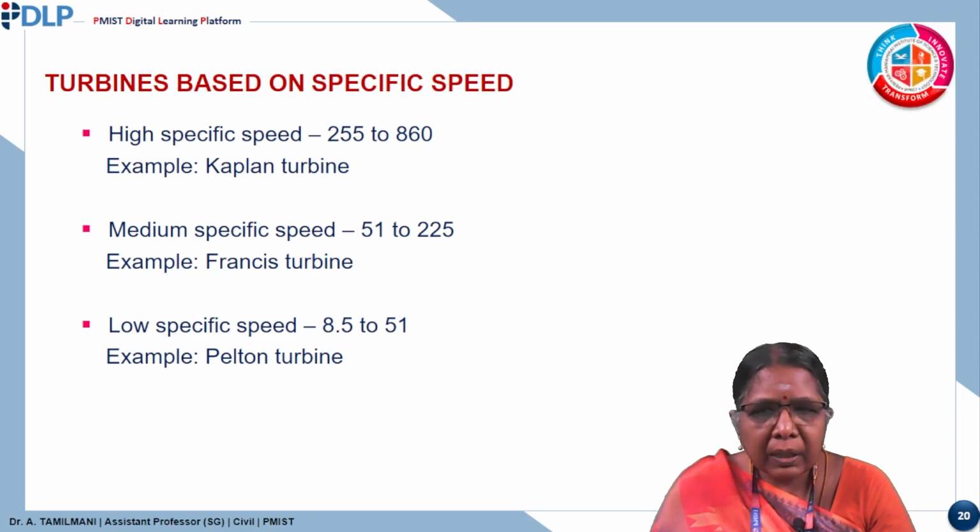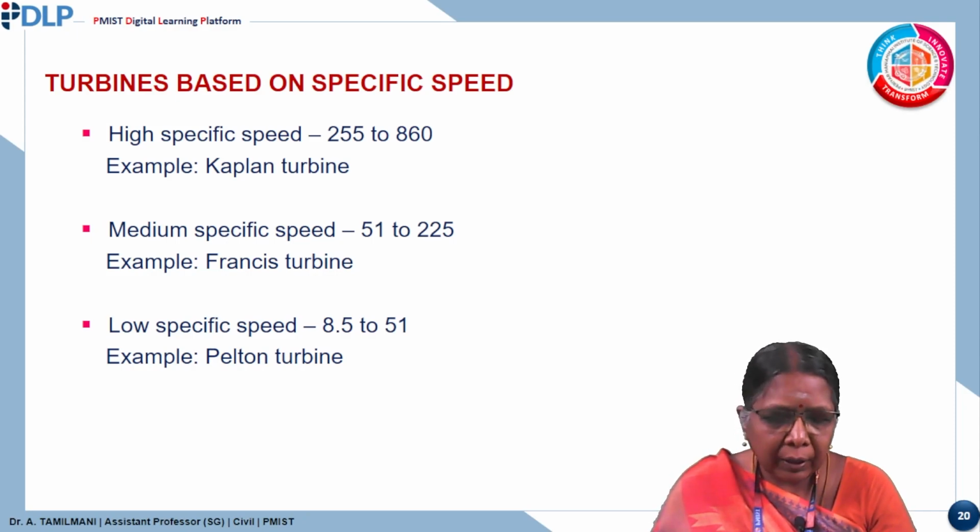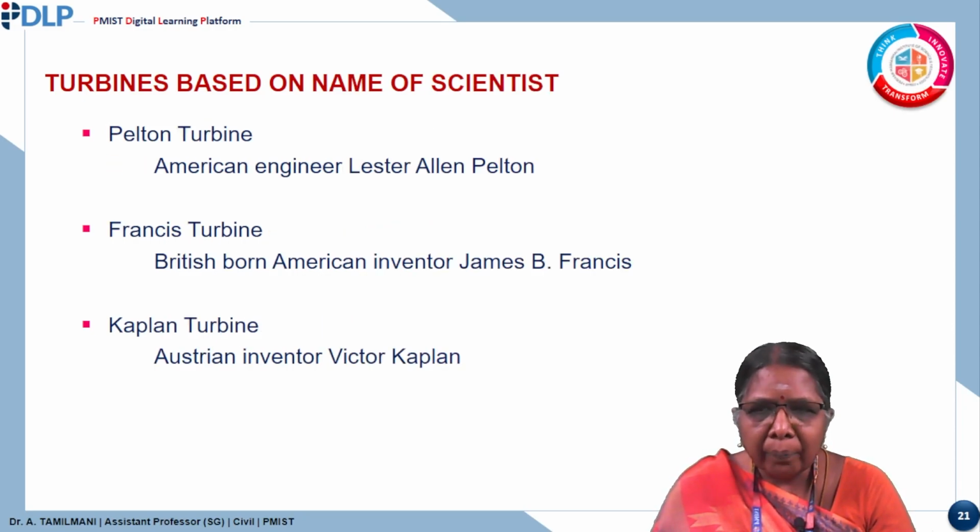When the specific speed is between 255 and 860, the turbine is called a high specific speed turbine. Example, Kaplan turbine. When the limit is between 51 and 225, the turbine is called a medium specific speed turbine. Example, Francis turbine. When the specific speed is between 8.5 and 51, the turbine is called a low specific speed turbine, and the example is Pelton turbine.